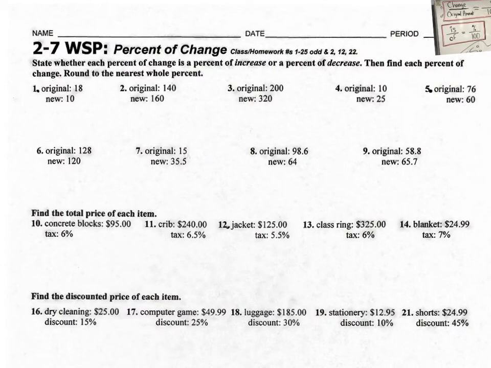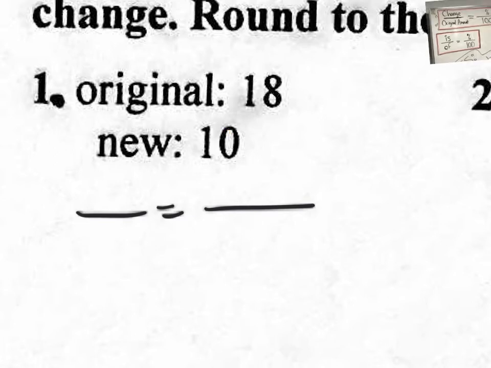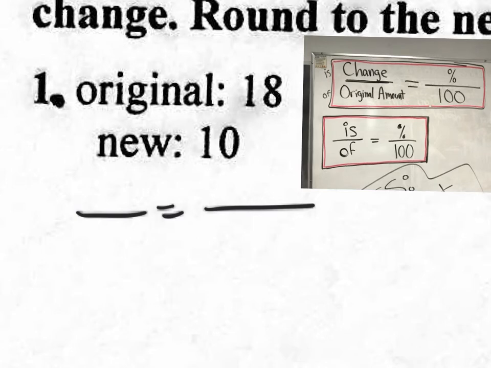So let's take a look at number 1, for example. When I say what is the change, we already explained this in the other video, but might as well explain it again just to give you a refresher here. What is the change from 18 to 10? What is the change? 8. Now, what kind of change was that? Increase or decrease? Decrease. So you're going to put an 8 right there.